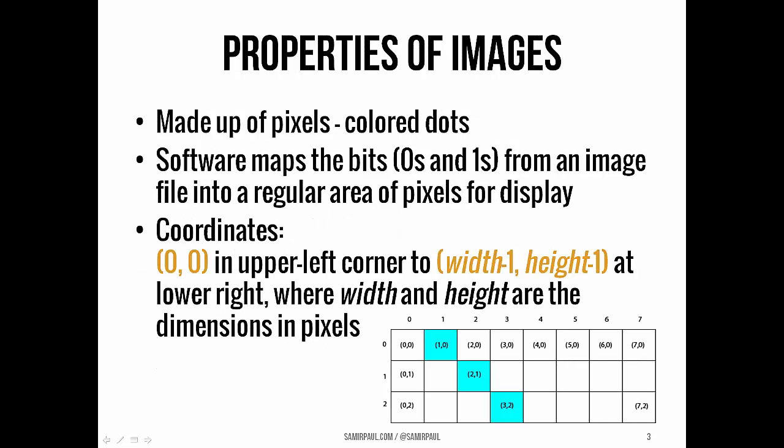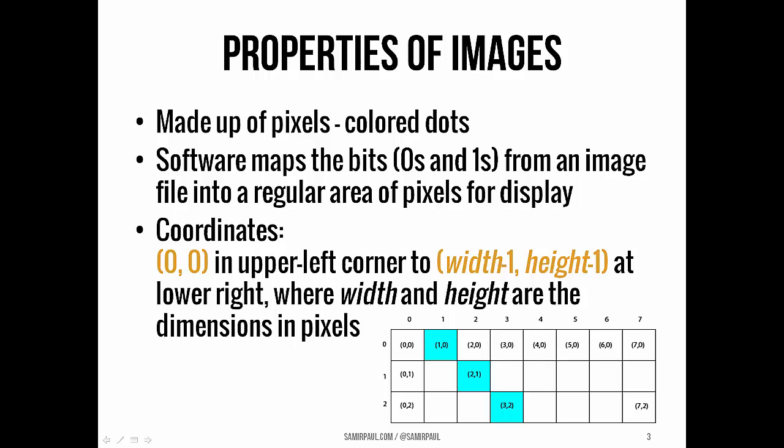So when you're looking at an image, essentially you're looking at a grid of colored dots, okay? And we call those colored dots pixels. Each pixel contains a little bit of information about the color for one tiny little piece of the image, and whatever software you're using maps the bits, the zeros and ones from a particular image, into a rectangular area to display. It displays those pixels in a rectangular grid.